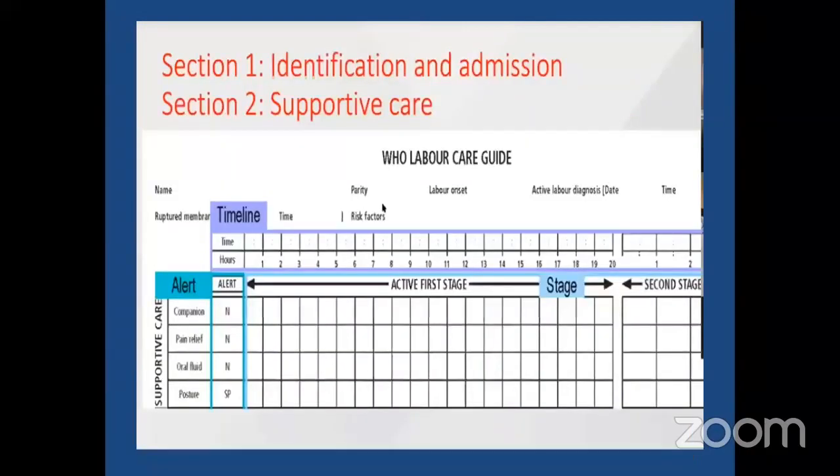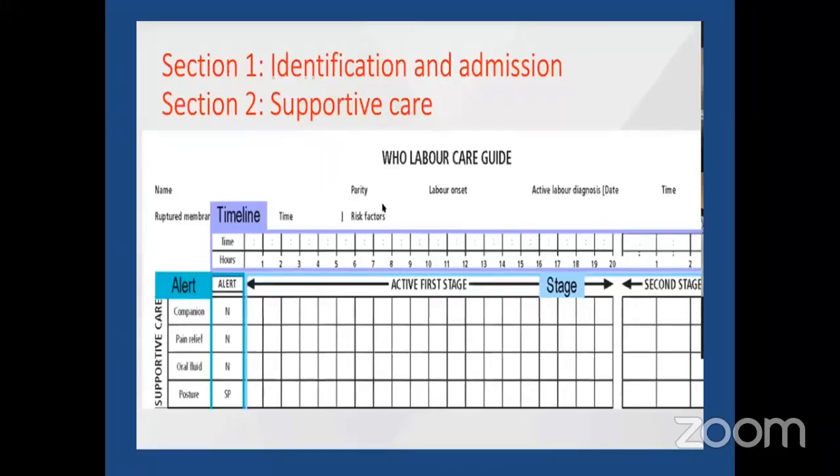So the first part of it shows, as usual, what is the name, what is the parity, and all the particulars of the patient. And it shows a very important thing, the column which runs throughout this whole paper, and that is the alert. So if you have an alert here, you should encircle it. And if you have two alerts in this labor guide, you should call a senior obstetrician to decide whether it needs a cesarean or not, right?